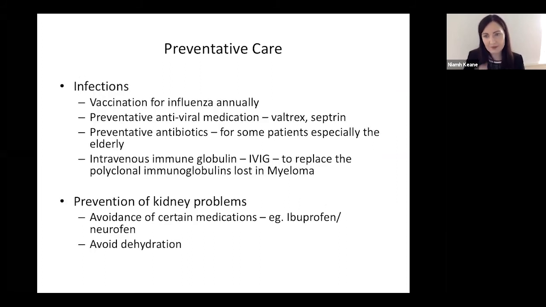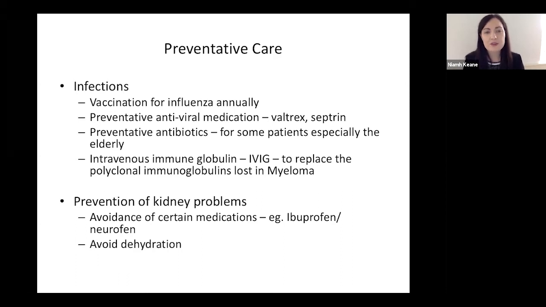So other aspects of preventative care then include being mindful of infections and trying to prevent them. So for all our patients, we would recommend that they have the annual influenza vaccine to try and prevent flu. We also would prescribe preventative antiviral medications like Valtrex or valacyclovir and Septrin. The Valtrex in particular is to try and prevent shingles, and as I said, this can be a particular complication of Velcade.